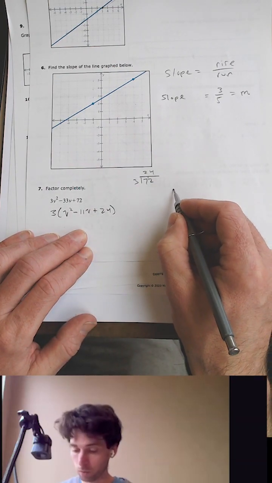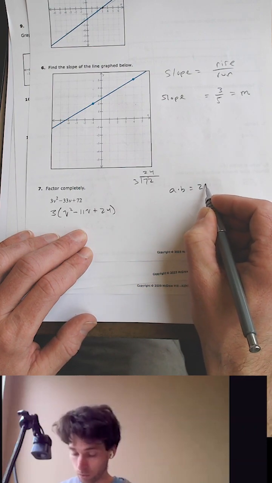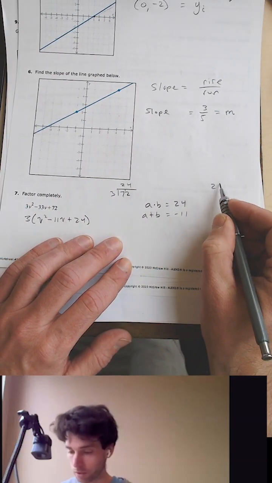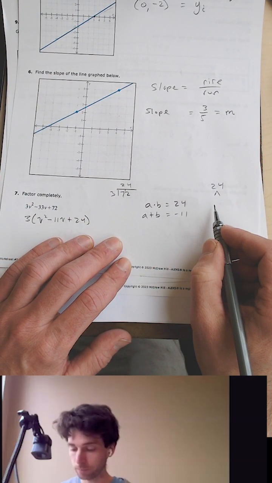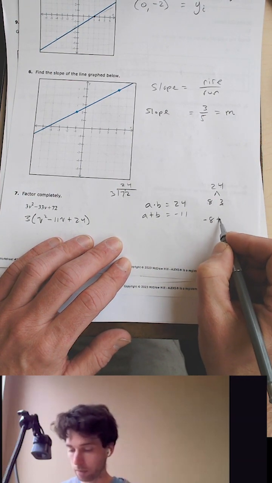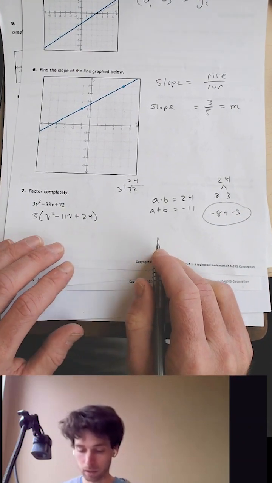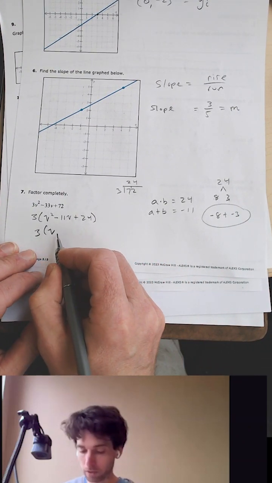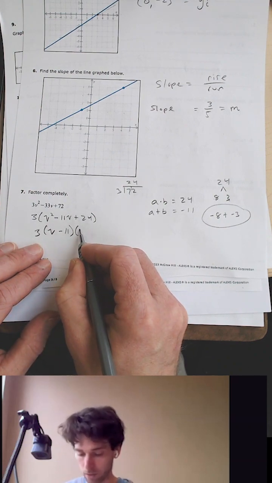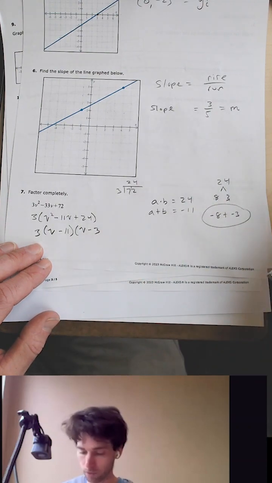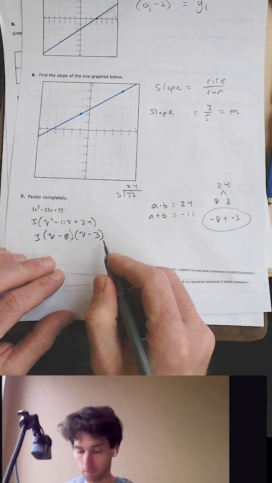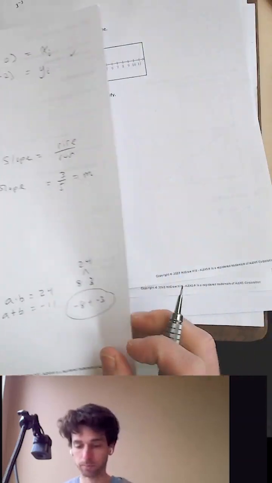Okay, what are two numbers that multiply together to equal 24, but add to equal negative 11? So again, let's take 24, prime factorization. Let's try 8 and 3. 8 times 3 gives us 24. Negative 8 plus a negative 3 gives us a negative 11. So to completely factor this, we're going to have v minus 8 times v minus 3. And that's your solution.